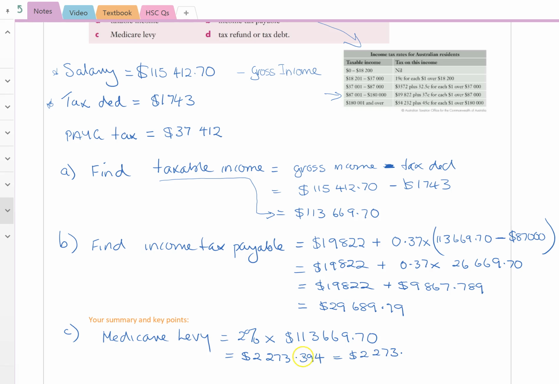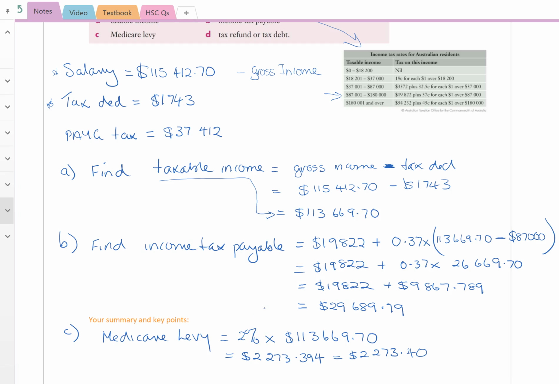I think they'll never round down. They'll never charge you less. Even though we wouldn't normally round this 39 up to 40, I think because we've moved into the next cent, it's reasonable that they would actually charge you rather than give you anything off the amount of tax you have to pay. Okay, so what have we got? We've got taxable income, income tax, and Medicare levy.